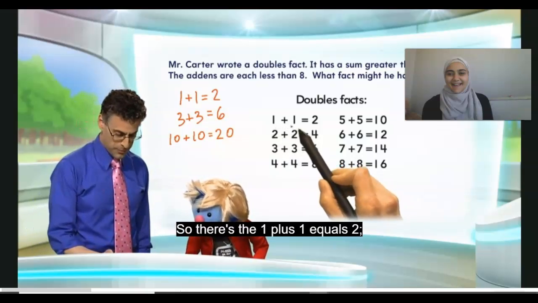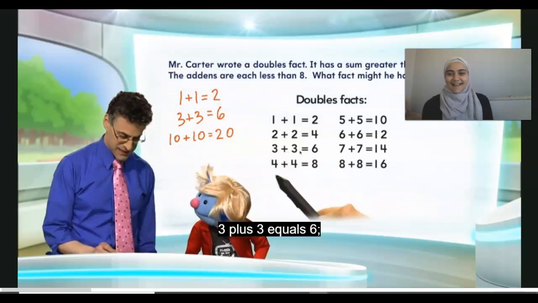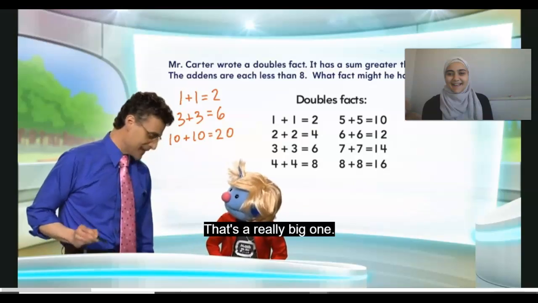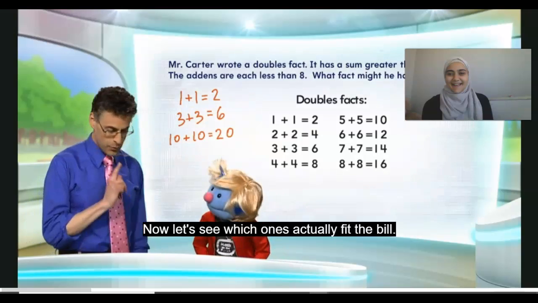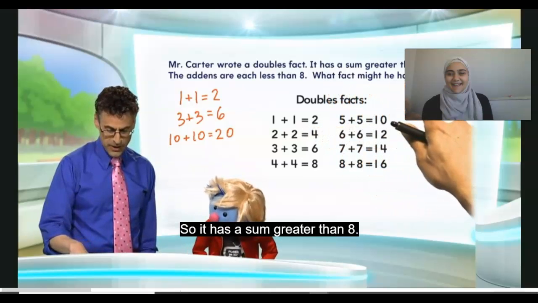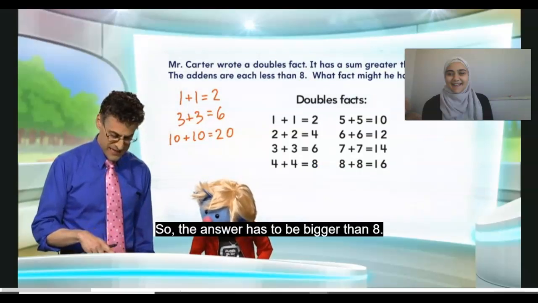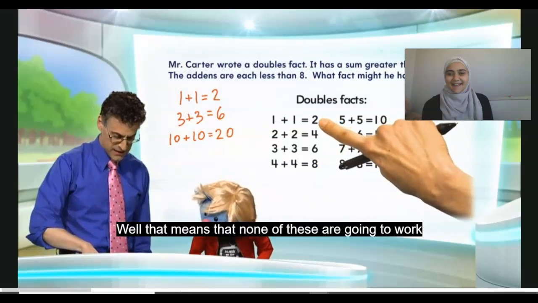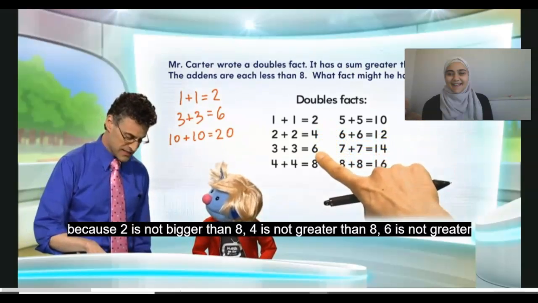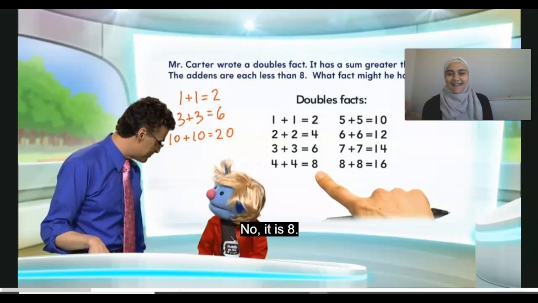So there's the 1 plus 1 equals 2, 2 plus 2 equals 4, 3 plus 3 equals 6, and it goes on for quite a while here. I even have 8 plus 8 equals 16. That's a big one. Exactly. Now, let's see which ones actually fit the bill. So it has a sum greater than 8. Now, the sum is the answer. Okay. So the answer has to be bigger than 8. Well, that means that none of these are going to work because 2 is not bigger than 8, 4 is not greater than 8, 6 is not greater than 8, and even 8 is not greater than 8. It's equal to 8. It is 8.